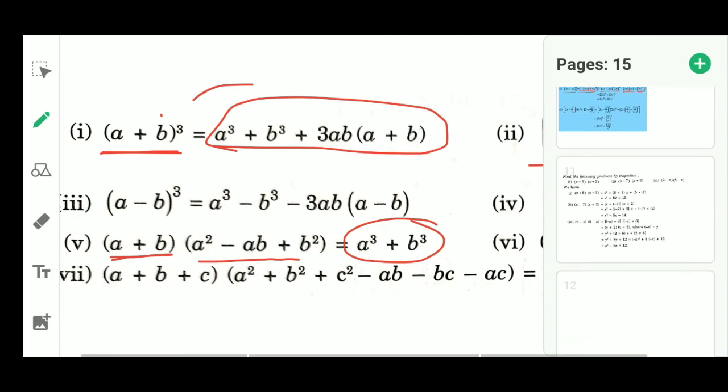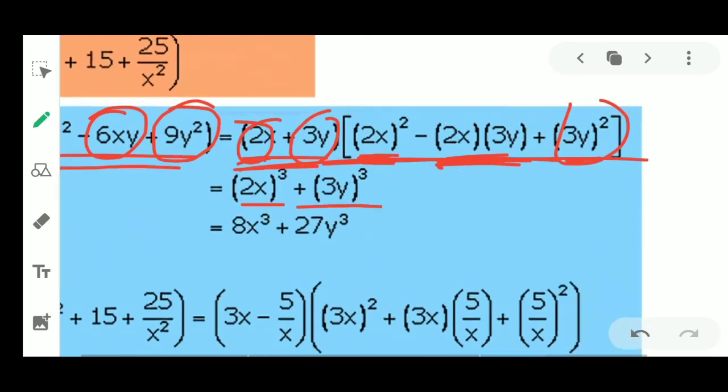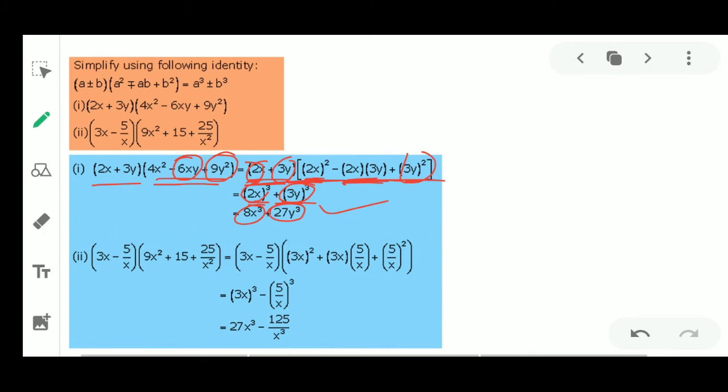Okay, so here we have taken 2x as a and 3y as b, and the expression is in the form of (a + b)(a² − ab + b²), and we know the formula, that will be a³ + b³. So write (2x)³ + (3y)³, so (2x)³ will be 8x³ and (3y)³ will be 27y³. Clear?